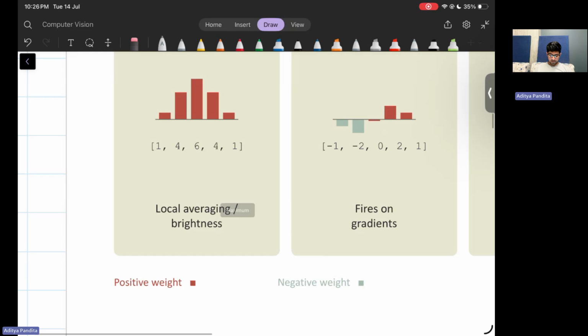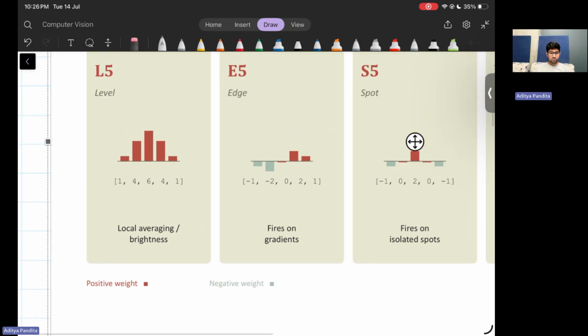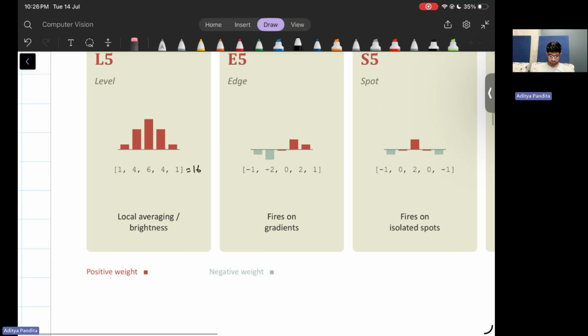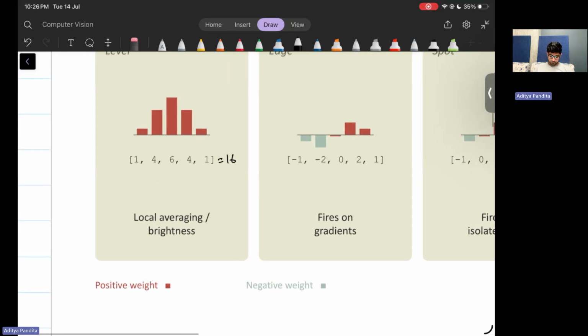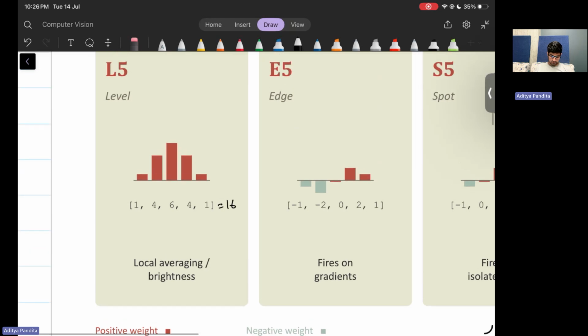A version of it would later be used as a normalizer. This sums up to 16, so this kernel is symmetric and non-zero.